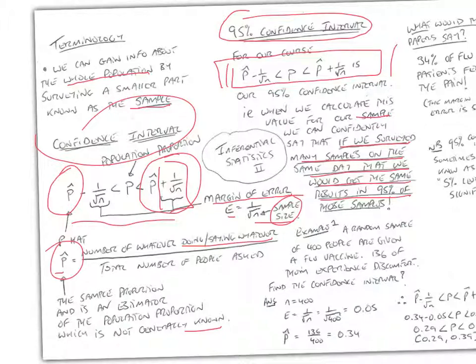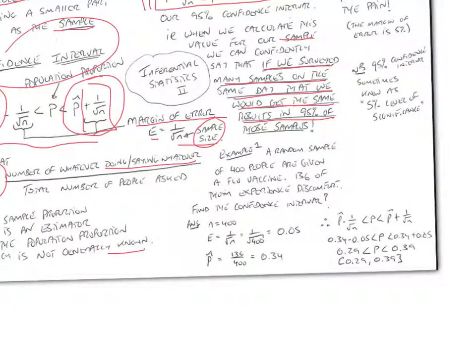So let's look at a real example, okay? A random sample of 400 people are given a flu vaccine. 136 of them experience discomfort. Find the 95% confidence interval, or the 5% level of significance. How do we do this? Well, first of all, we always look for our sample size, which is n. We work out our margin of error, which is 1 over root n, is 0.05.